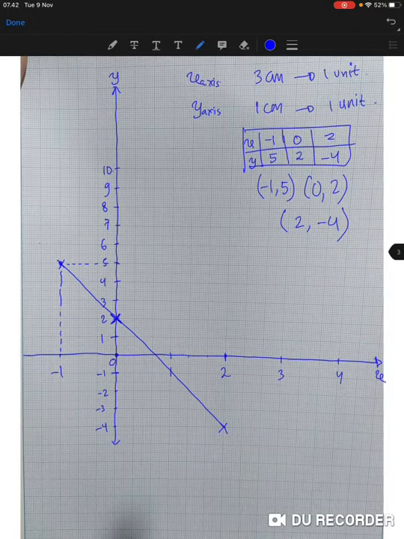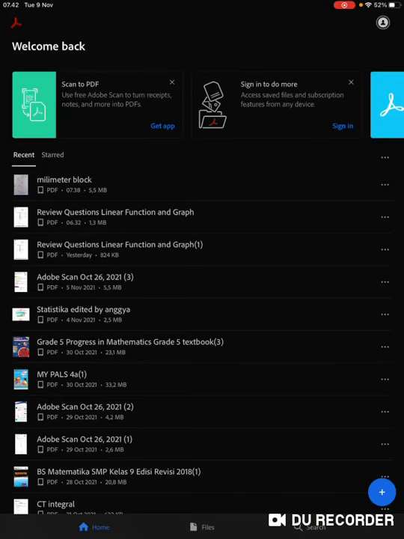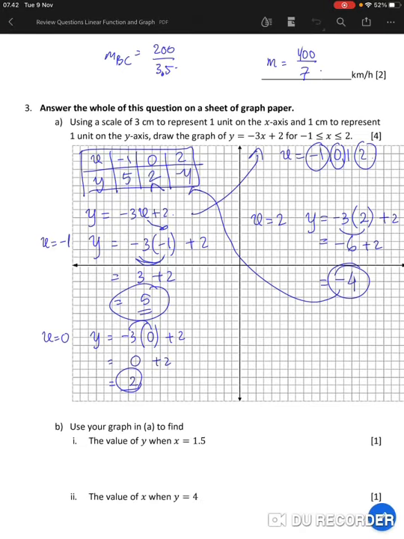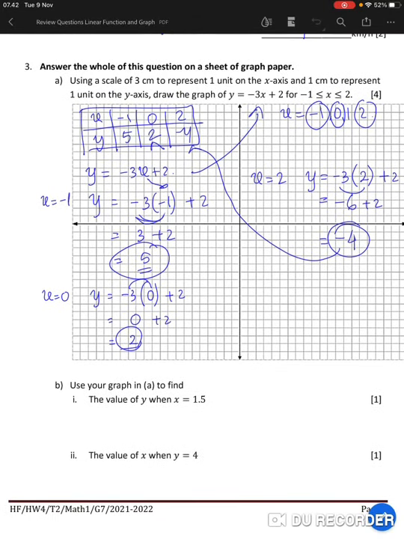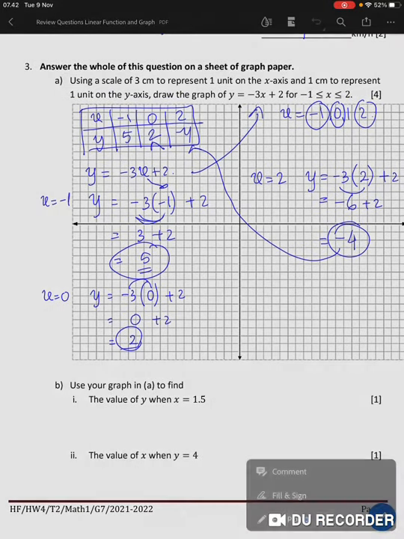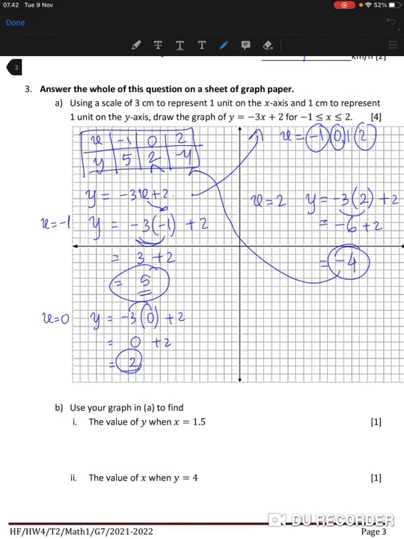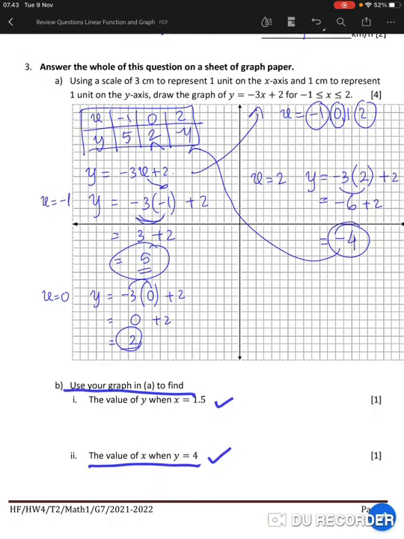Now let's go back to the questions. Use your graph. Look at this, guys. Use your graph in A to find the value of y when x equals 1.5, and then the value of x when y equals 4. Okay, pay attention to this. Please go back to your graph paper.